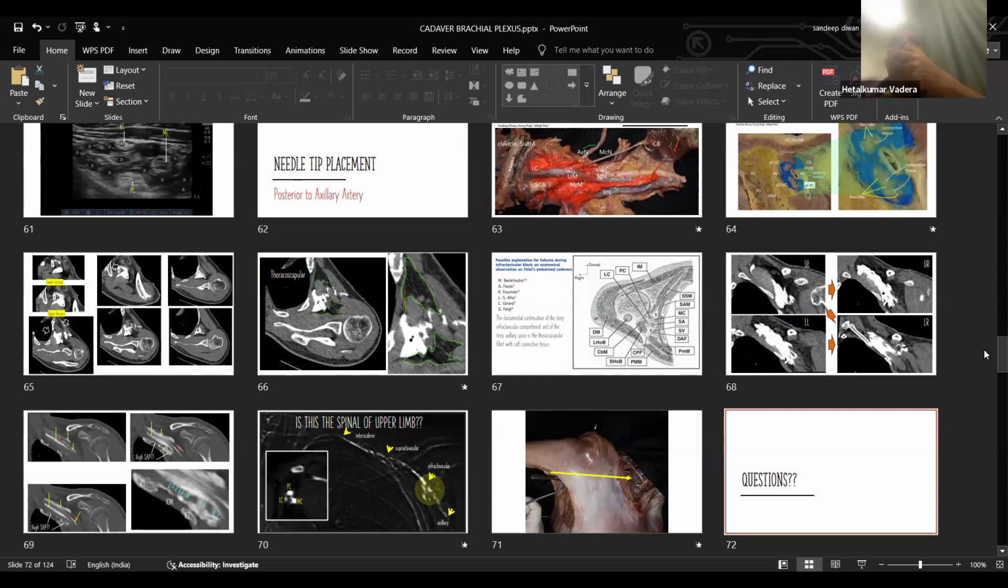Sir, another question from my side: as you said, with the costoclavicular approach, the drug spreads proximally also and goes up to the cervical roots. So phrenic nerve palsy chances are there even with the costoclavicular block. Should we go for a costoclavicular block for shoulder surgery, especially in a patient with COPD, or should we avoid it?